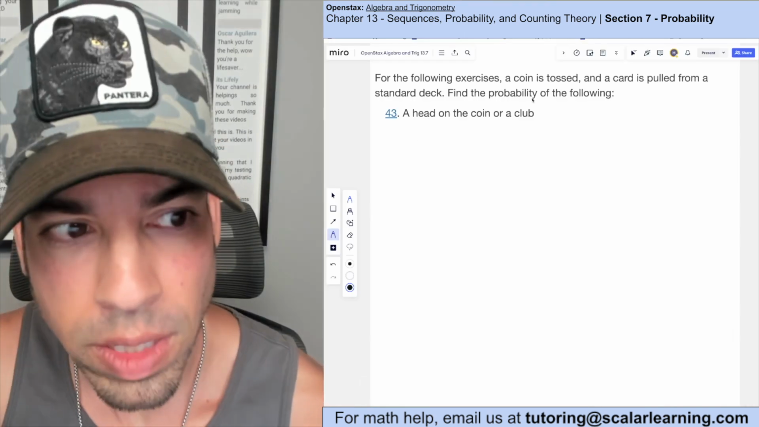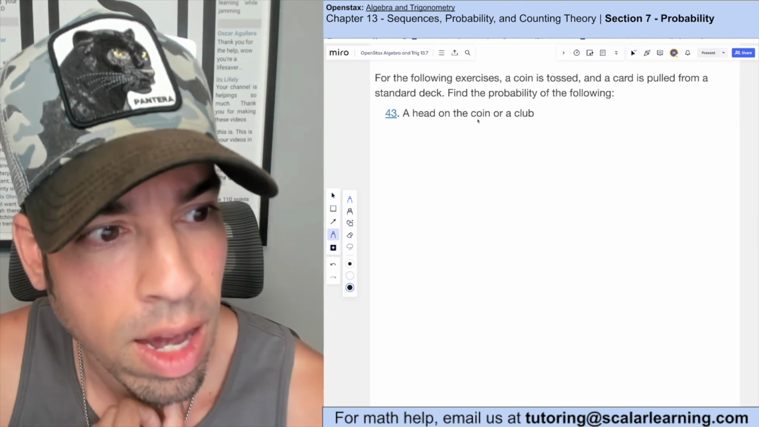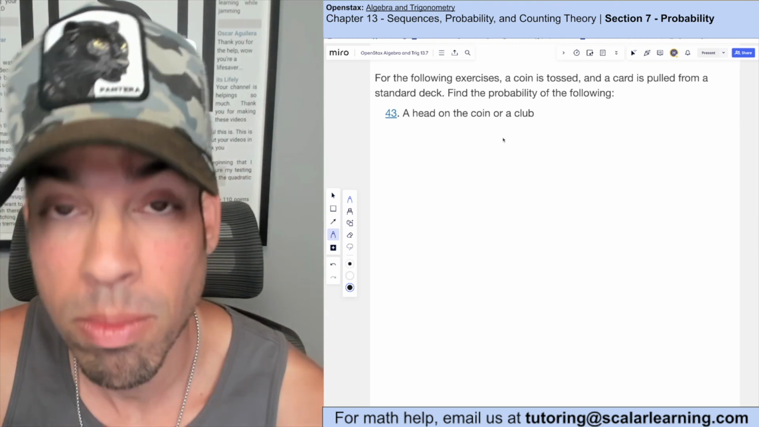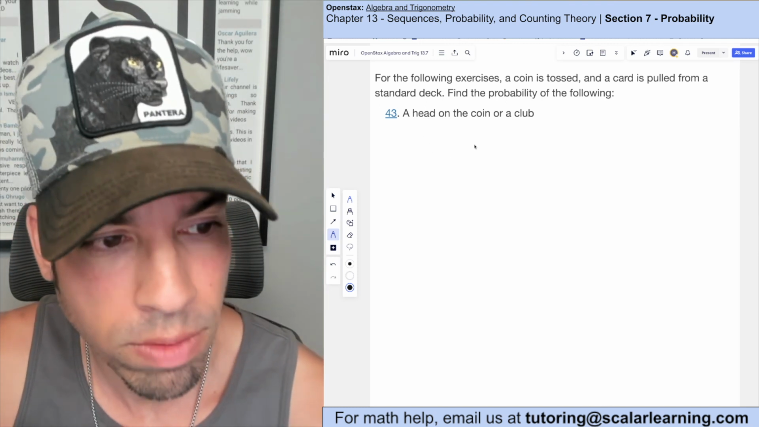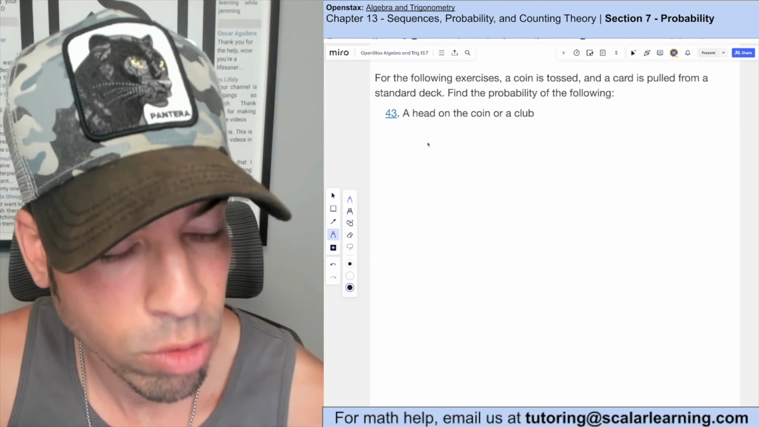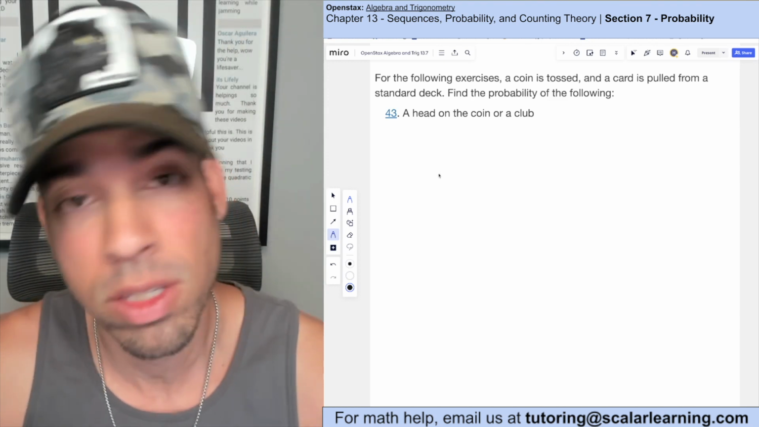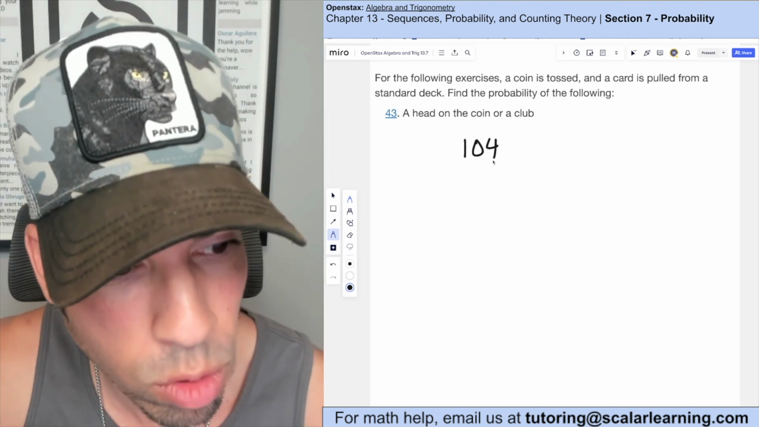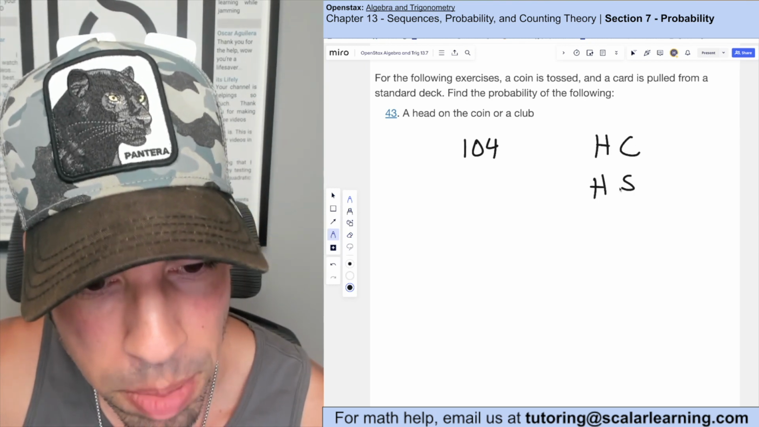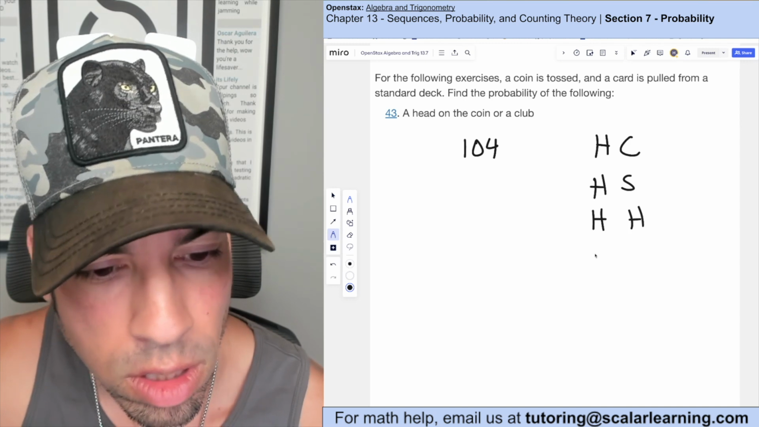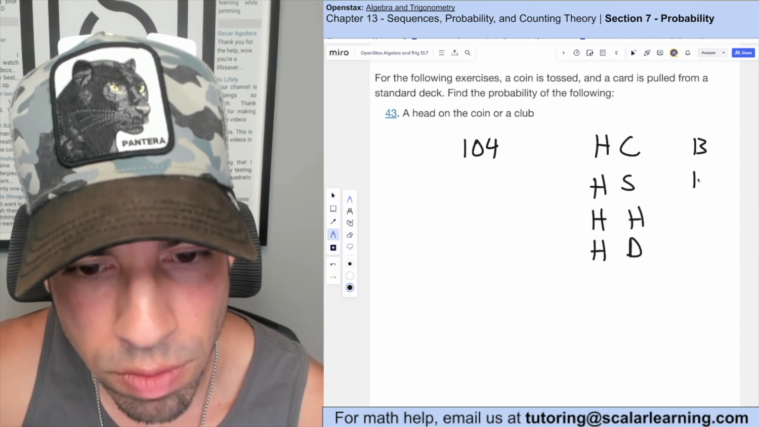Done. For the following exercises, a coin is tossed and a card is pulled from a standard deck. Find the probability of the following: a head on the coin or a club. Let's think about what's happening here. We've got a total of 52 cards in the deck. We can have heads and every outcome of the deck, and tails and every outcome of the deck. That's 104 total possibilities. So the outcomes would be heads and clubs, heads and spades, heads and hearts, heads and diamonds. And there are 13 ways to get each of these.